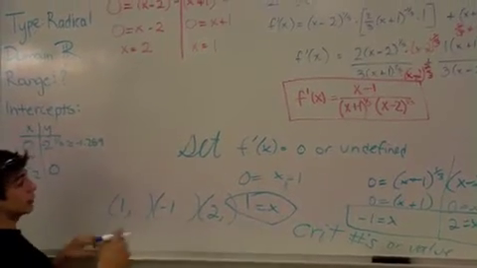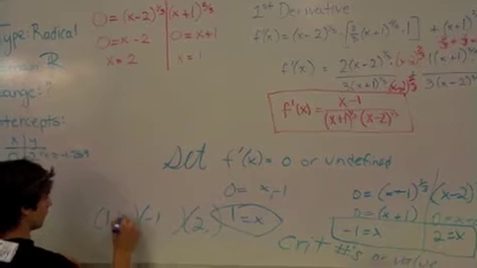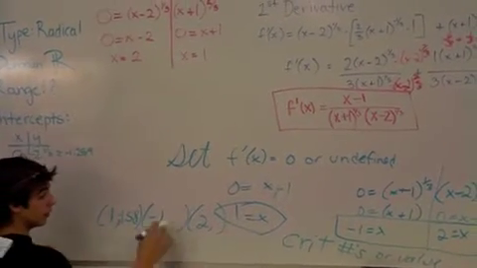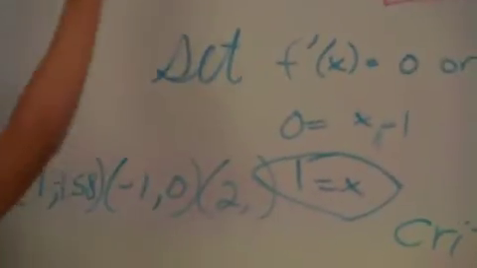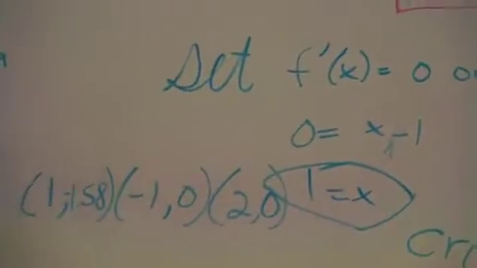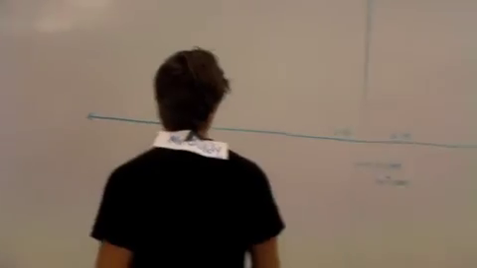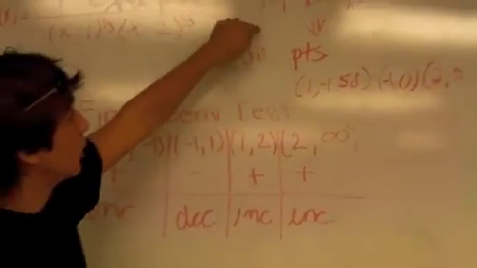When you plug in 1, what do you get? Negative 1.58. Negative 1.58. 0. And then 0. So we're going to go ahead and plot these numbers on the graph. They're already there. All right. From the first derivative, we found our critical numbers.